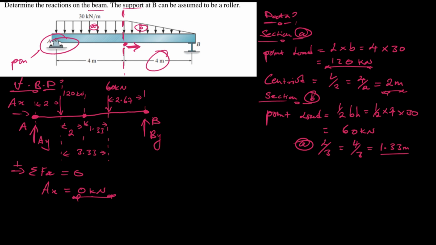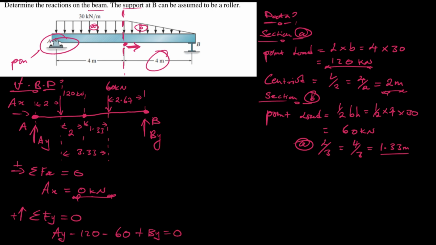Then we do sum of forces in the y, taking this sense to be positive, which should give us 0. In the y-axis, we have the first portion, which is AY. If we start from A going to B, we have AY. We have 120 pointing downwards, so that's negative 120. We have 60 pointing downwards, so that's negative 60. And we have BY pointing upwards, that's plus BY. And the sum should give us what? 0.